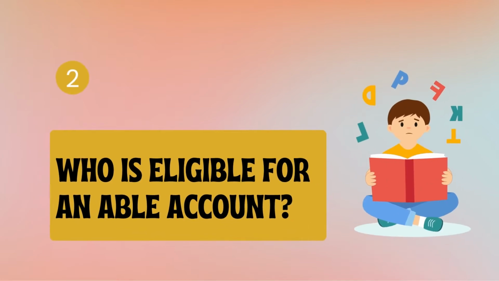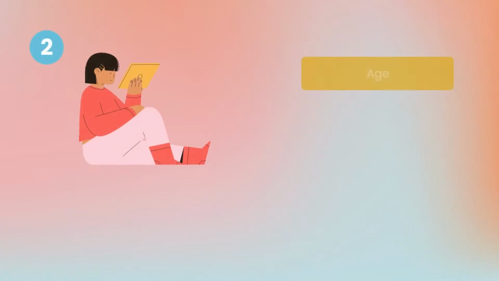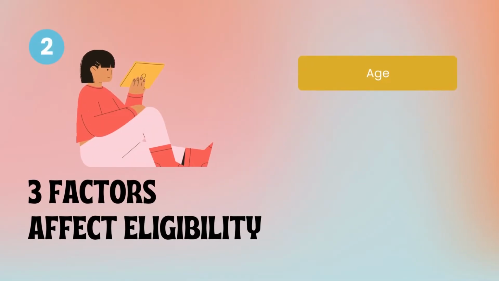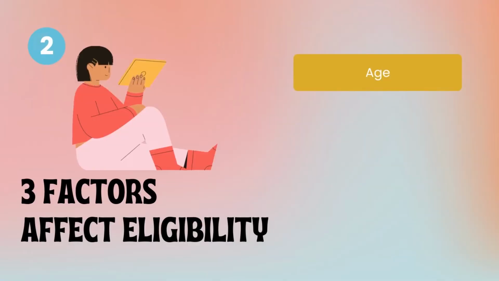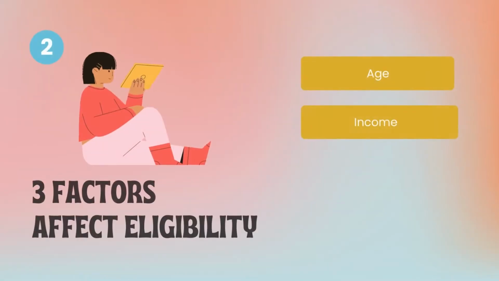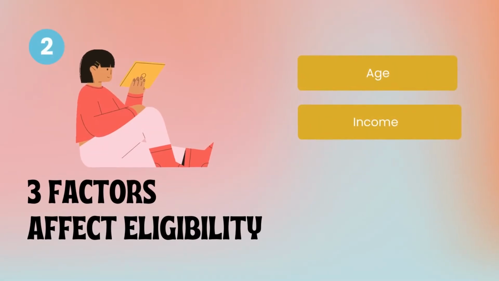Who is eligible for an ABLE account? This is specifically for persons with disabilities, but there are 3 factors that affect eligibility. The first one is age. You will need, or your child will need to have developed a qualifying disability before age 26. The second factor is income. There's actually no income limit to be eligible to contribute to an ABLE account, so all is good in that.